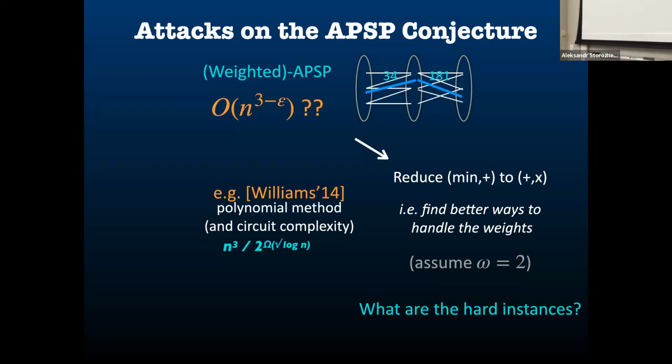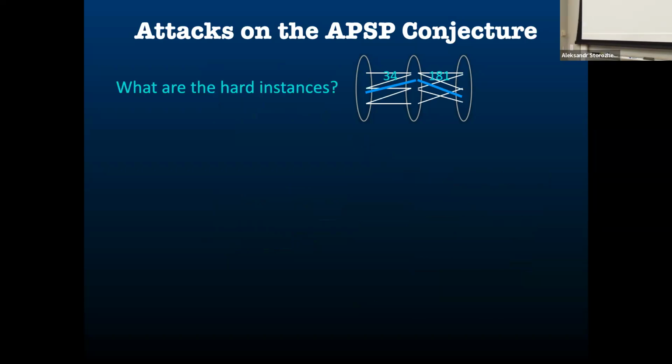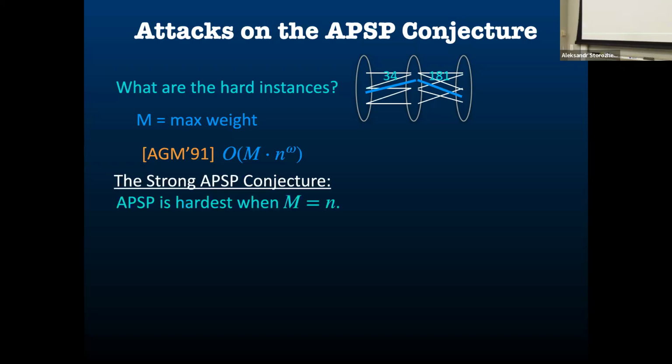The first question I want to answer, which somehow surprisingly maybe we don't understand, is: what are the hard instances of APSP? What do the weights look like to make the problem hard? So what do we know? First, there's this old algorithm where if the maximum weight is M, then the running time is M times n to the omega. So if M is less than n, sublinear, then you're fine, if omega is 2. So the weights had to be at least n and above, and in principle they could be anything, like n squared, n cubed, n to the 10.